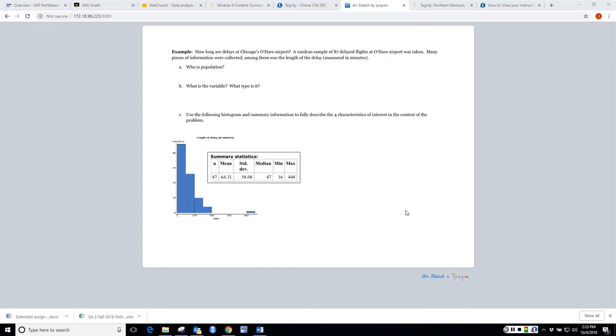So who is our population? Here we have an example that does not actually involve people as our population. What we are looking at here is all delayed flights at this airport. So technically the Chicago O'Hare Airport.